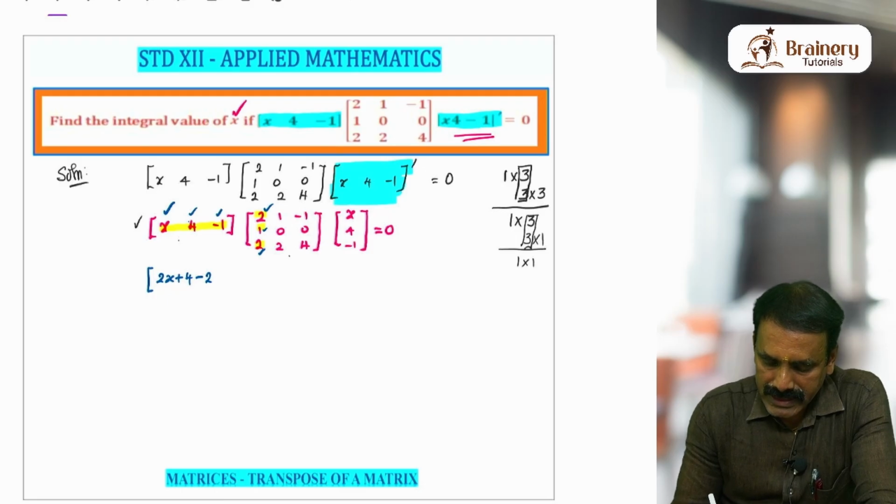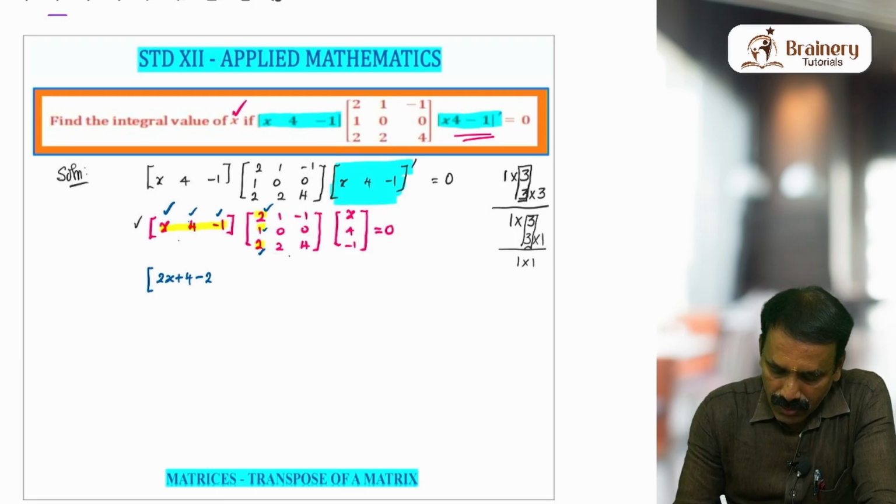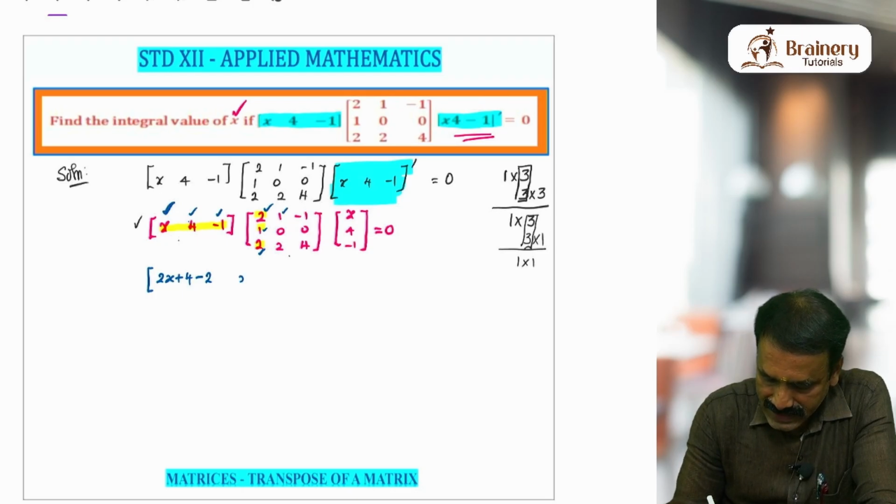We move on to the next element. The same row is going to multiply with the second column. So x into 1. First element is multiplied with the first element. So x into 1 is x itself. 4 into 0. Here the second element is 0. So 4 is multiplied with the 0. It is going to be 0. Next, the third element is multiplied with the third element. So minus 1 is multiplied with the 2. It is going to be minus 2.